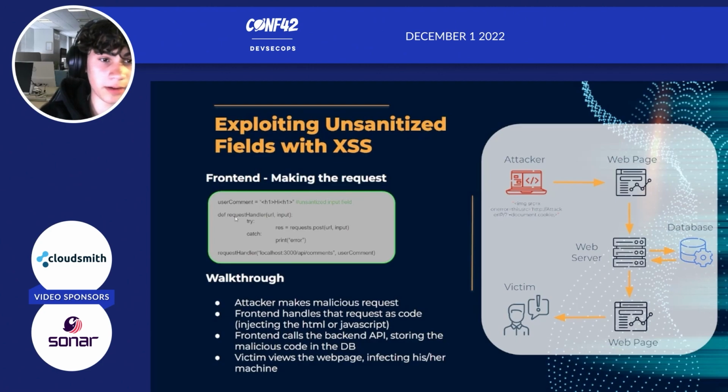And I've also created a function to handle the request, which takes in a URL and an input. And here we can see that we're making a POST request to the designated URL, passing in the input. And to call the function, we're just giving it a locally hosted API route that leads to comments and giving in the user comment. And if the input truly is not sanitized in the front end or the back end, then as a response, the text hi will be displayed on the user's page.